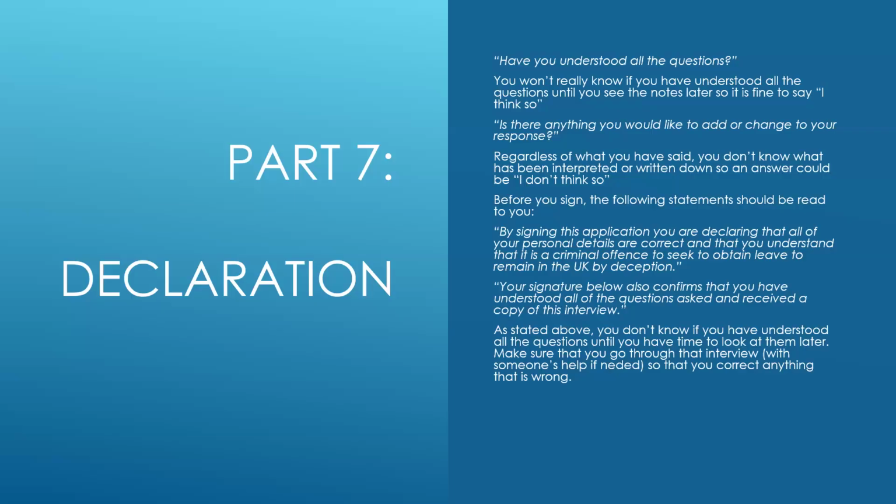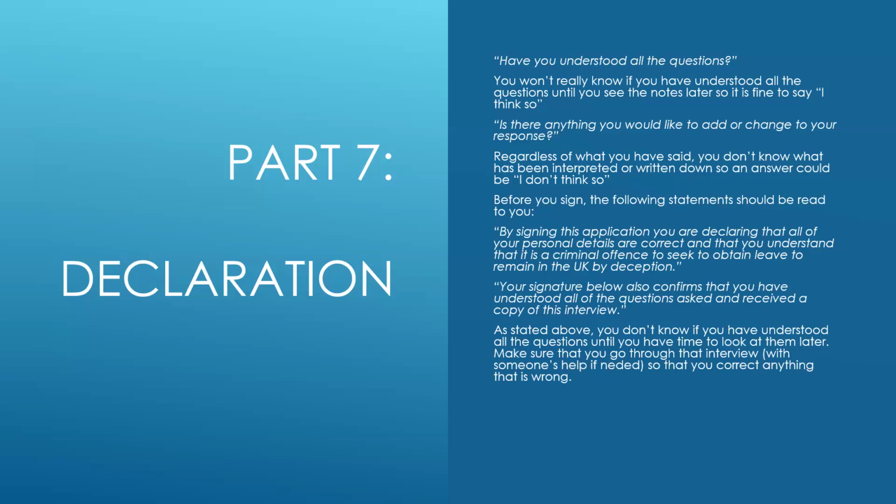And before you sign, the following statement should be read to you. By signing this application, you're declaring that all of your personal details are correct, that you understand it's a criminal offence to seek to obtain leave to remain in the UK by deception. Your signature below also confirms that you've understood all of the questions asked and received a copy of this interview. Now, you may not be given the interview at the time. It might be given to you later. If you have a legal representative, a solicitor, or another advisor, it may be given to them.